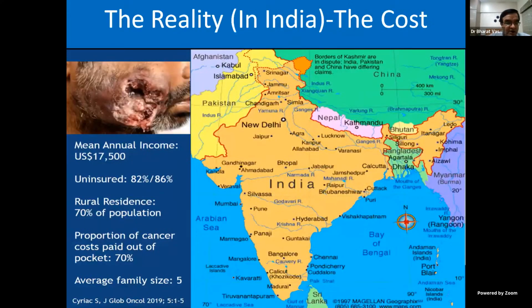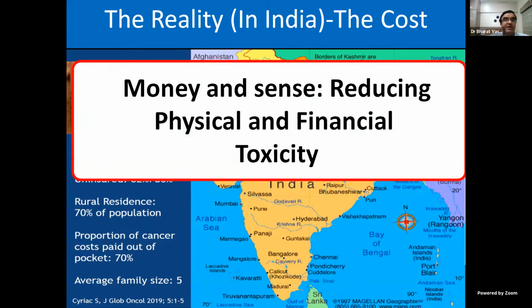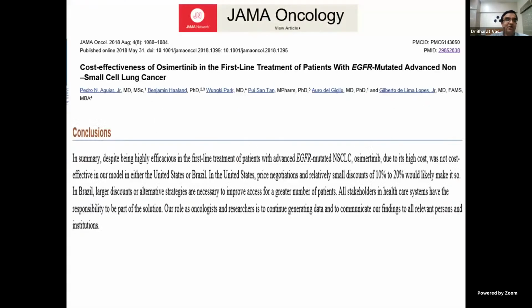The last but not the least, in a country like India, where cost is always a constraint, please remember 70% rural population, proportion of cancer cost paid from the pocket 70%, not covered in any of your Aarogyasri program. And we know afatinib now has a generic version, and you can still give 10 to 12 months of osimertinib in the second line. So in financial sense, the most important thing is reducing physical and financial toxicity.